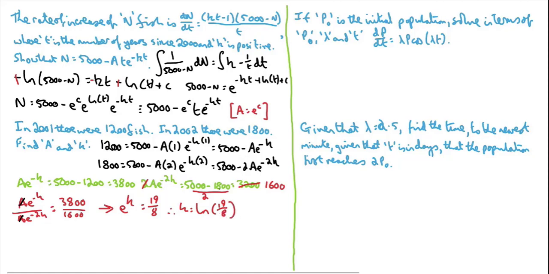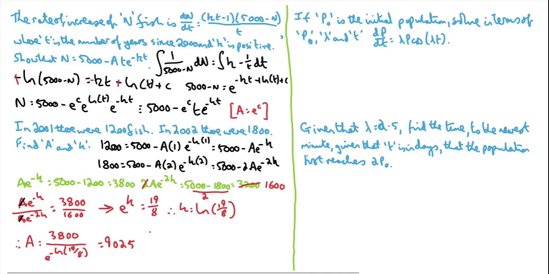Now that we have k, we can go about working out a just by substituting it back into any earlier bit. So what we can say is that a would equal 3,800 divided by e to the minus, and again k we now know is ln 19 over 8. And if you just put that into your calculator, you would end up with a being 9,025. This, to clarify, is the end of the question. That is what we need to work out.